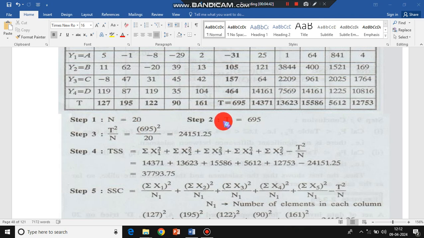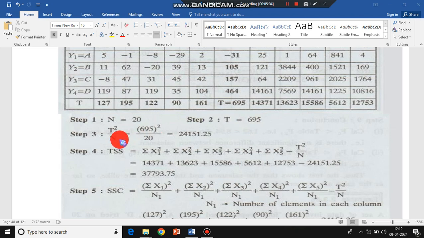Now what is this T? That is step number 2. T is nothing but this total, 695. I already told you that if you add this direction, you have to get 695, and that's what T, the total value, is: 695.